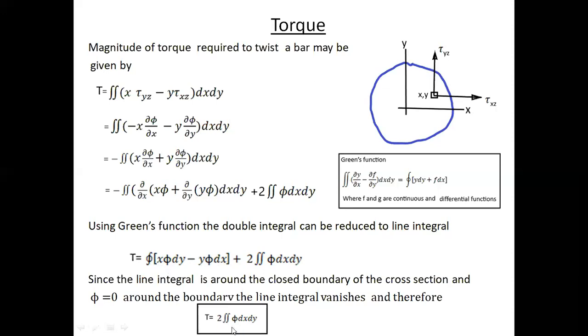So this is the torque for any member with any given cross section. The torque will be given by 2 double integral phi dx dy. And we'll solve more problems later on, and you will see that things become very easy when you do it using the stress function. Okay, that's it for today, and we'll discuss more later on.